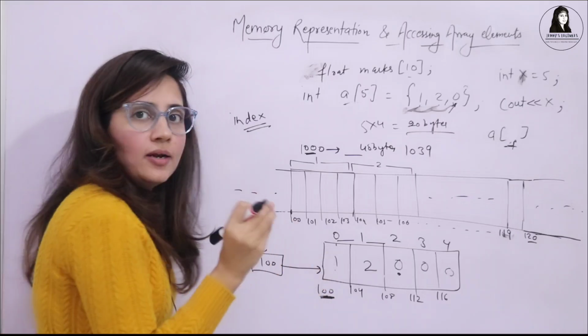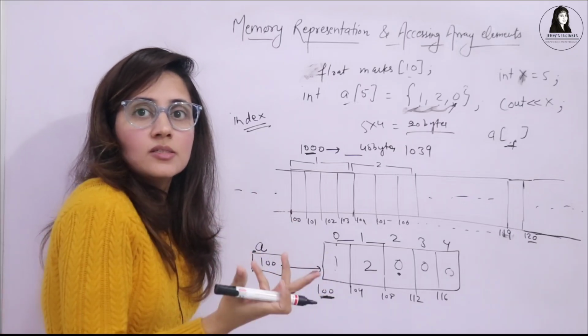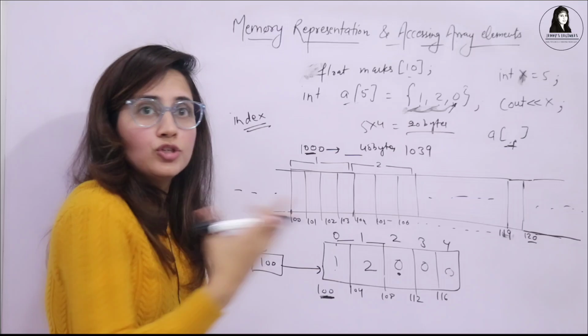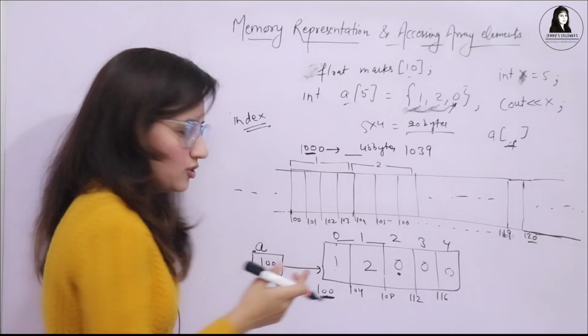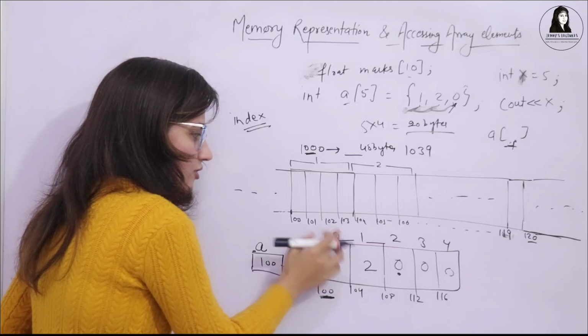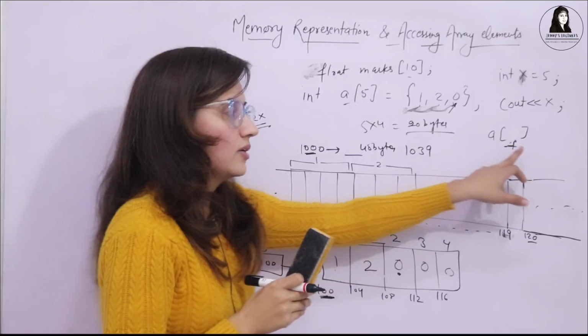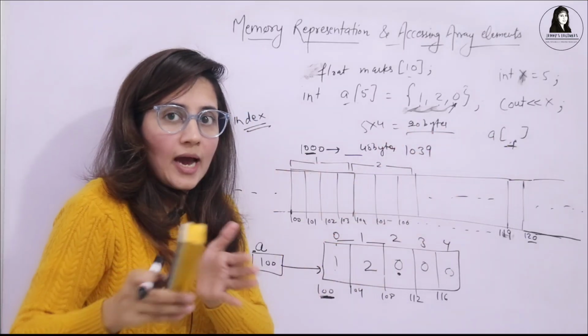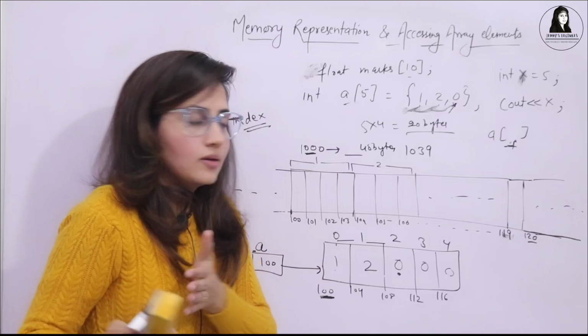So for the first element, how many steps do you need to take to reach it? No step, because the first element is at the starting position only, right? That is why the index is 0 for the first element. So this is actually an offset from the array's head, right?